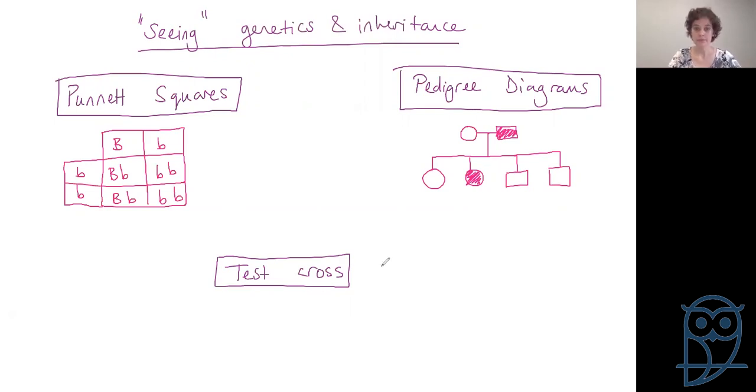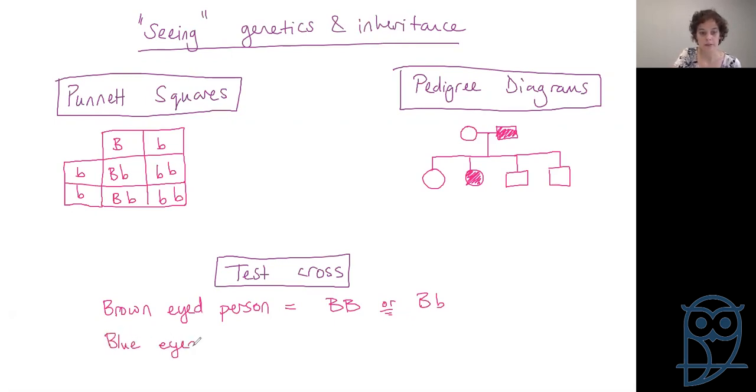So a test cross is how we actually figure out. So remember, if we look at our genotype and our phenotype, when we're looking at an organism, we can only see its phenotype, but we're not always sure what the genotype is. So, for example, if we had a person with brown eyes, they could be capital B, homozygous dominant, or they could be capital B, little b, heterozygous. If we had a blue-eyed person, they would be little b, homozygous recessive. That's the only way we can get blue eyes. So we're happy with what their genetics are from looking at them. Our brown-eyed person, here we would need to do a test cross in order to figure out which one.